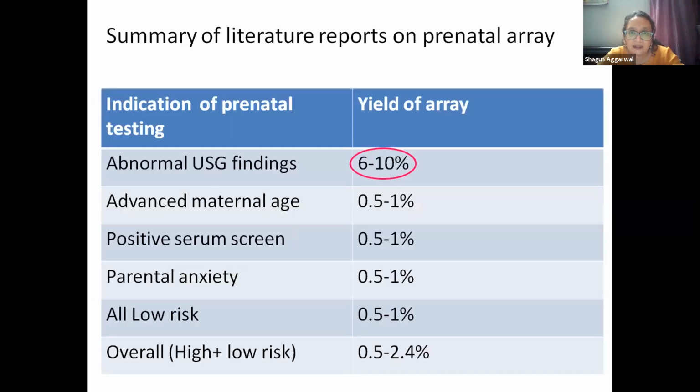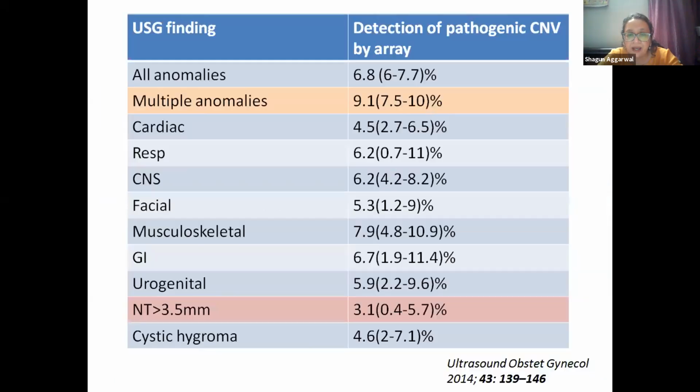So if we look at the data on prenatal microarray, we find that in case of abnormal ultrasound findings, in 6 to 10% cases, you would have an abnormal array. And these would be abnormalities which will be missed on karyotype. And even with normal scan findings, you could have copy number defects coming up on a microarray. And there are different figures for different anomalies. If you have multiple anomalies, then the array's yield goes up to approximately 9 to 10%, and even with an increased NT of more than 3.5 mm, in 3% cases, you would find an abnormality missed on karyotype.